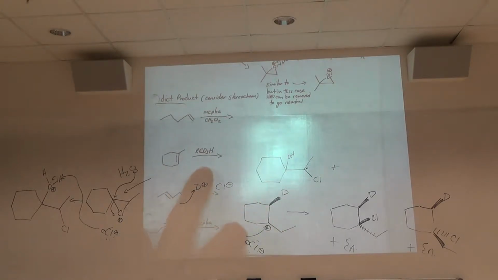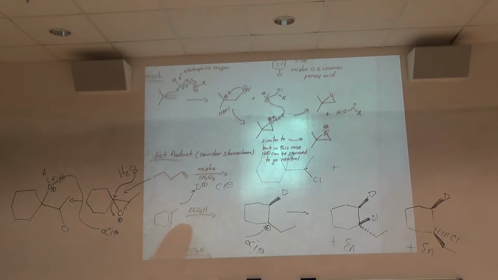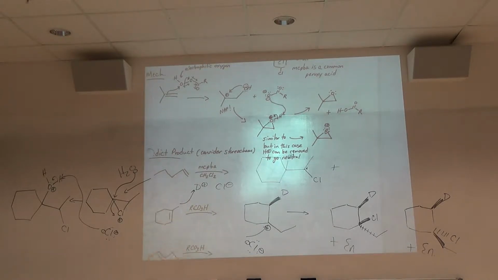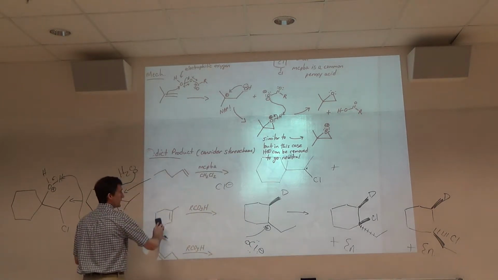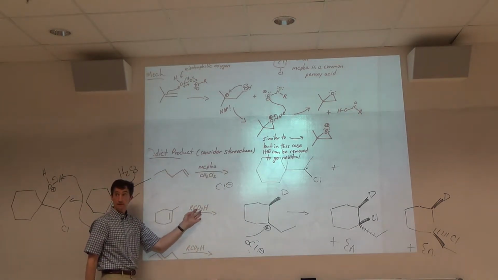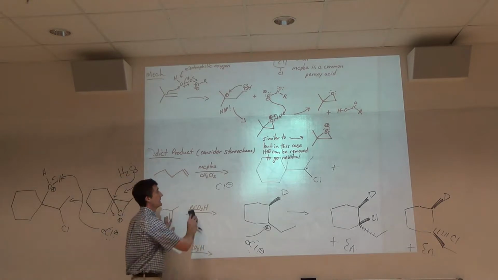Let's look at these here. I think we did the first one in class. And we have a cyclohexene. What is this? Peroxy acid. What does that do to an alkene?